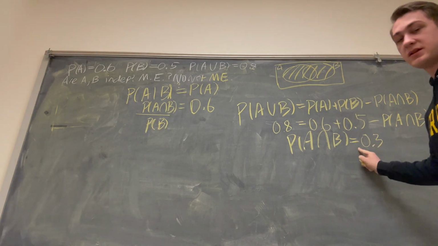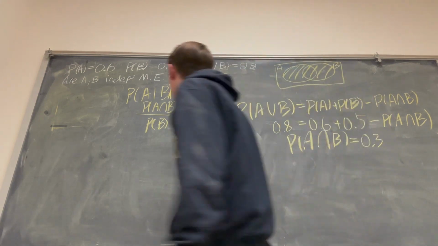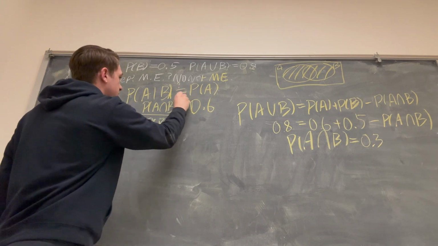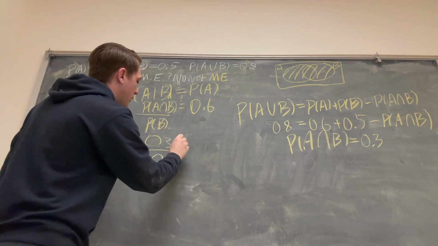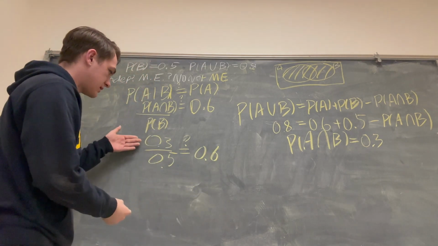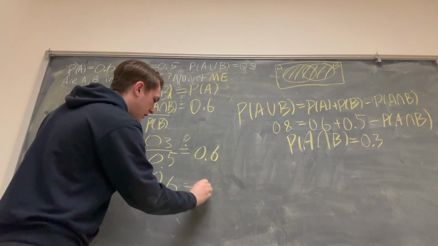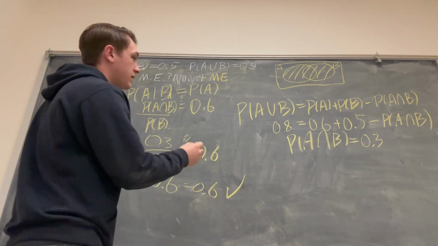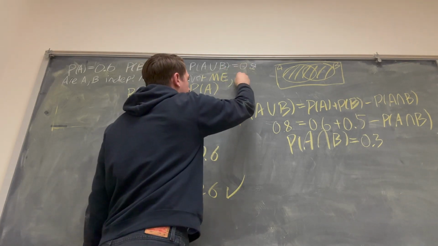Okay, so now we know A intersect B. We can plug it directly in here, along with probability of B. So A intersect B is 0.3, this we don't know yet, and probability of B is 0.5. And we're asking, is that equal to 0.6? You'll see that 0.3 divided by a half is 0.6. So we can confirm that this is true, which means that they are independent events. So not mutually exclusive, but independent.